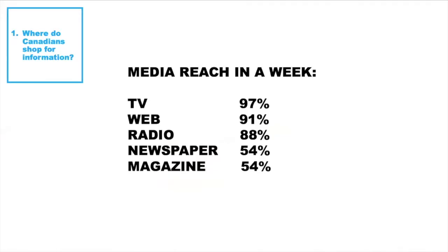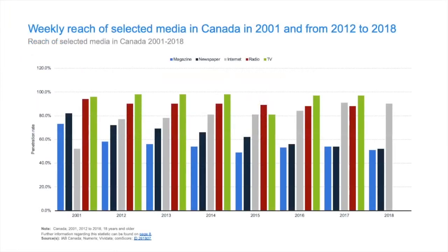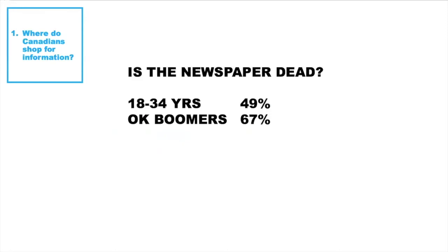First, here's the top 5 media that Canadians engage with on a weekly basis: TV, web, radio, and in a distant 4th and 5th, newspaper and magazine. Here's the data behind that one, showing print media declining since 2001, corresponding with the increased time spent on the internet. So is the newspaper dead? No, not for boomers, which is what the data tells us.